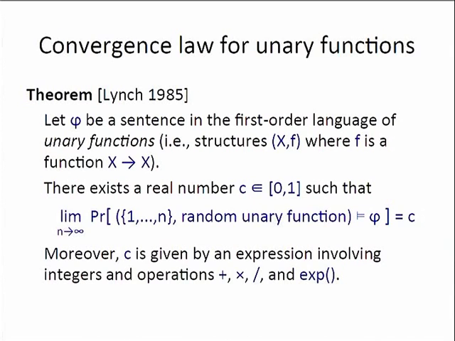Another very interesting result, which is not a 0-1 law but is known as a convergence law, is for first order logic with respect to a random unary function. So here we consider structures consisting of some finite set and a random unary function on that set. And this is a result due to Lynch. For every first order sentence phi in the language of unary functions, there's some real number c, some limit between 0 and 1, such that the probability that a random unary function on n elements satisfies phi tends to that c. And moreover, the limiting probability c is an expression that you can write down using integer constants and the operations plus, times, divide, and exp.